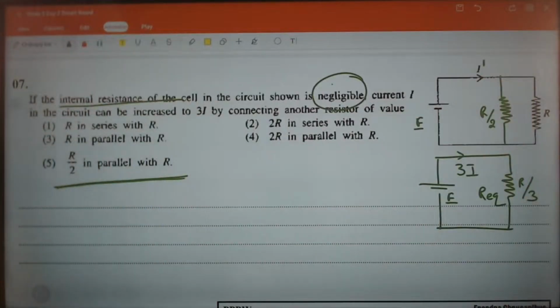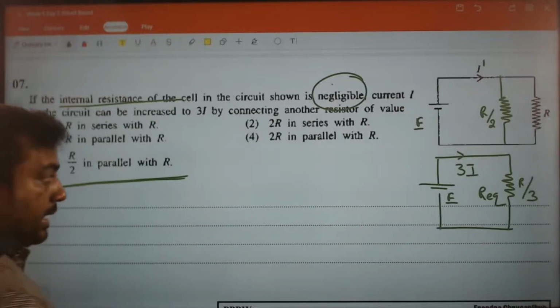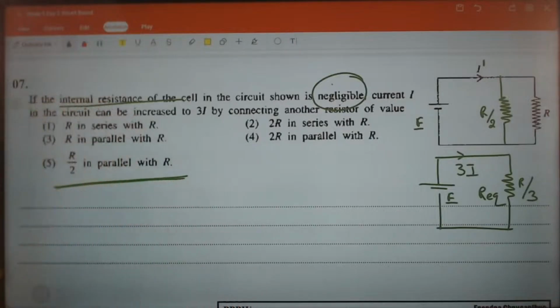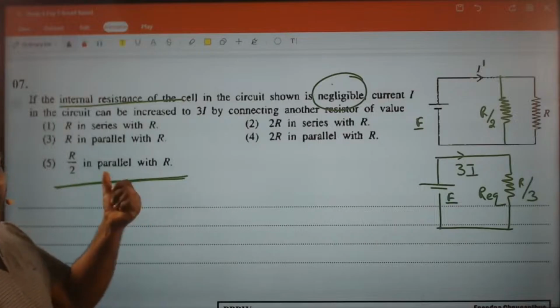To increase the current by 3 times, the resistance must reduce. The effective resistance must reduce by 3 times. So we can easily find the relationship.